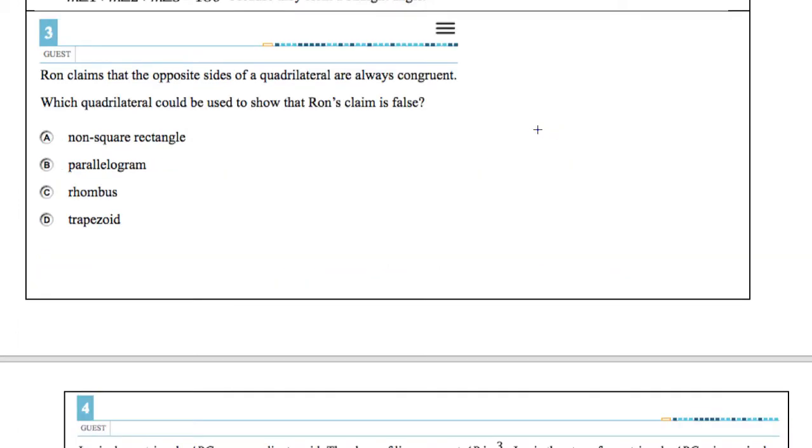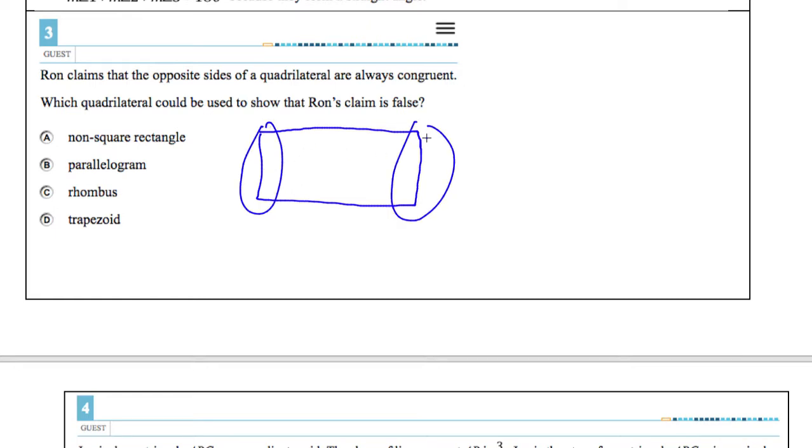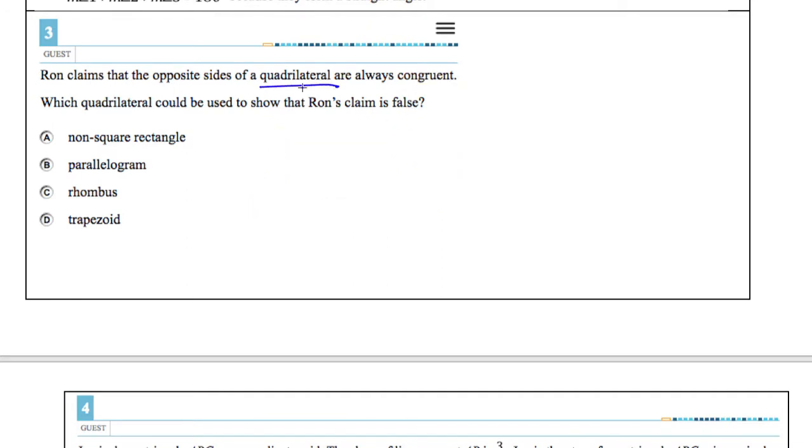For number 3, Ron is claiming that the opposite sides of a quadrilateral are always congruent. Just to give you an idea of what's going on here, he's saying if I have, I don't know, a rectangle, any quadrilateral really, this side and this side are always the same length. They're always congruent. So we need to disprove him, and we just have to make sure that we're a quadrilateral.